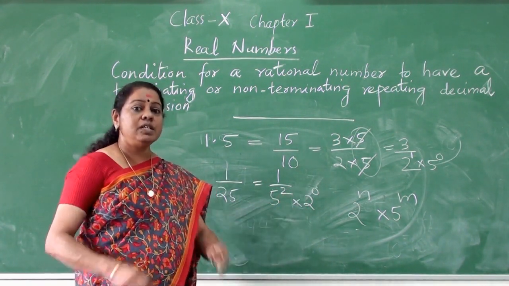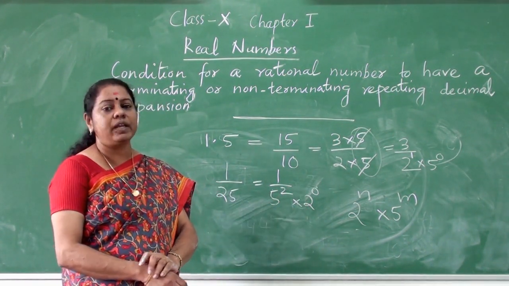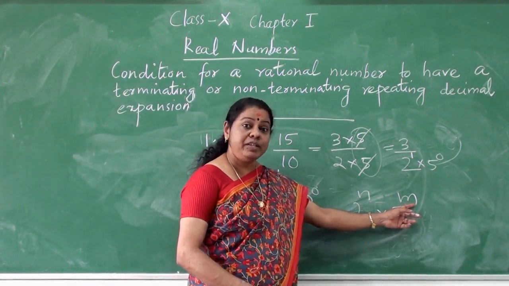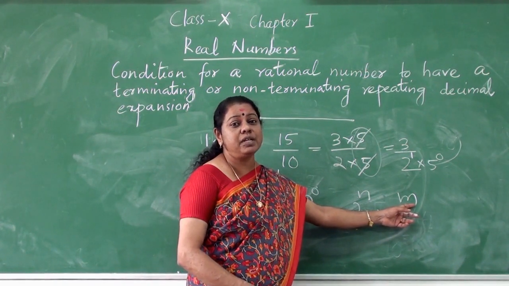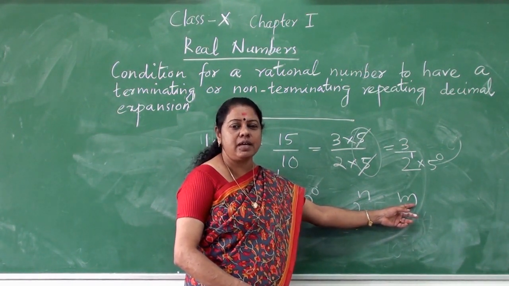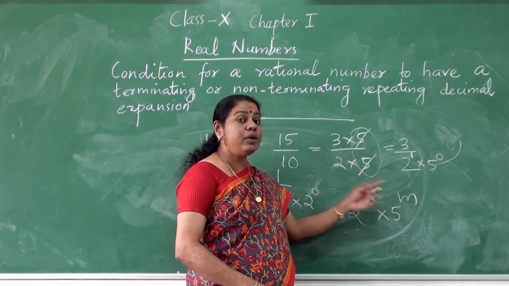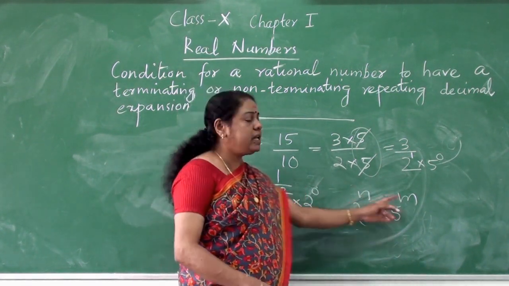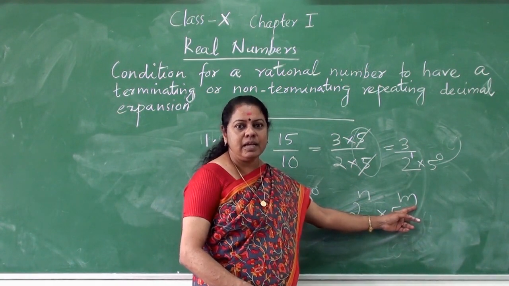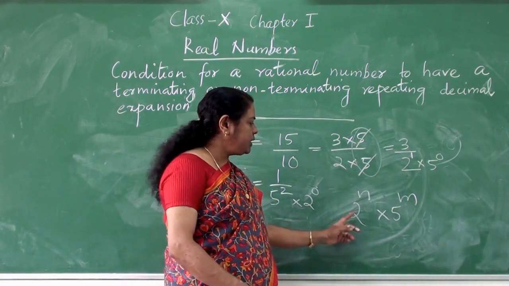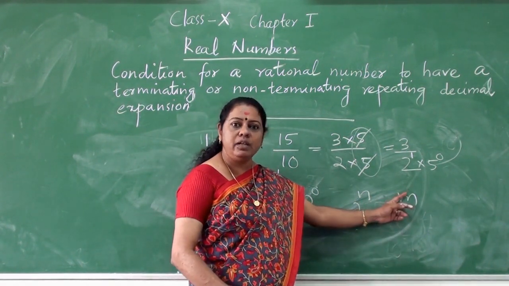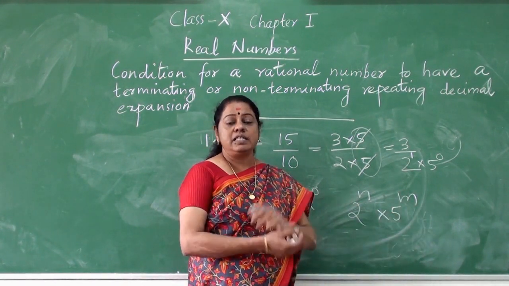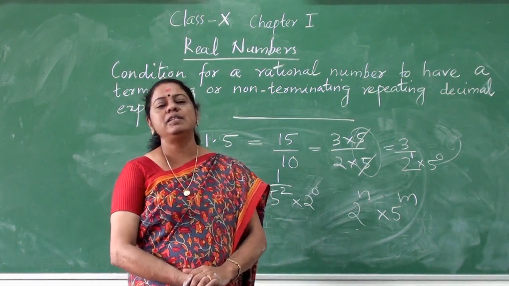So if the denominator is of the form 2 raised to n into 5 raised to m, where m and n are 0, 1, 2, 3, etc. They are whole numbers, or we can say non-negative integers. If n and m are non-negative integers, and the denominator is of the form 2 raised to n into 5 raised to m, then the decimal expansion of a rational number is terminating.